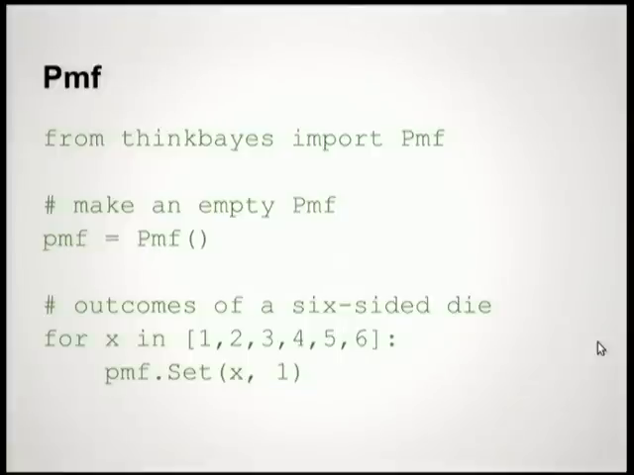I'm gonna create a PMF object named pmf. This is a slightly annoying notation, but the capital P means it's the name of the class. The lowercase p means that it's an instance of that class. And then I'm gonna write a loop that goes for x in the values from 1 to 6. So those are all the possible outcomes of a six-sided die. And for each one, I'm gonna set a value in the PMF where the value is x and the probability, at least for now, is 1. That's what that loop does.